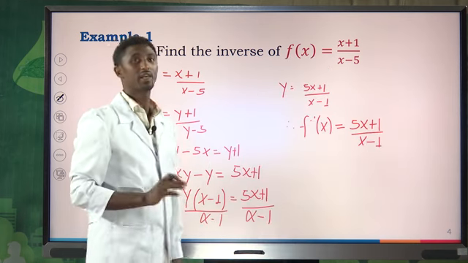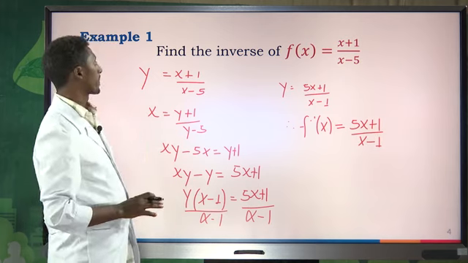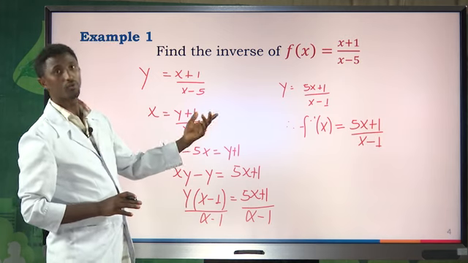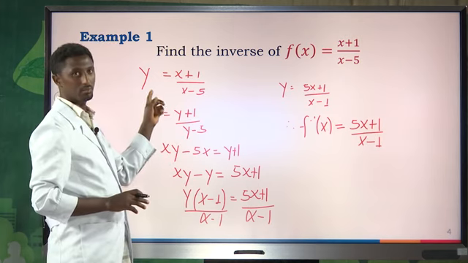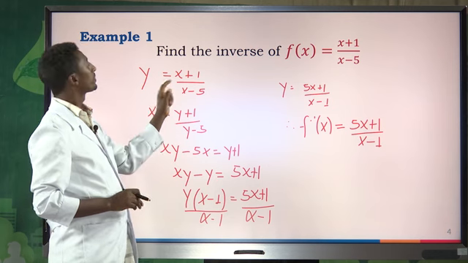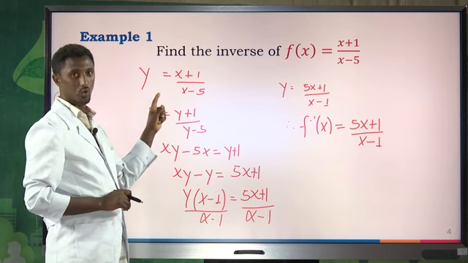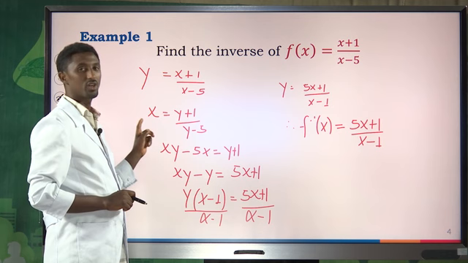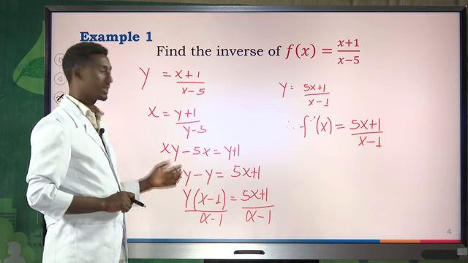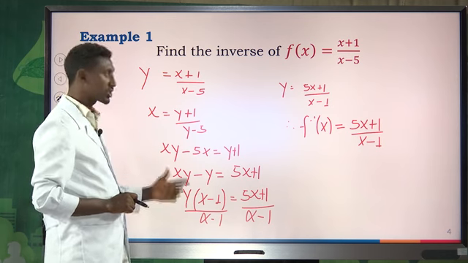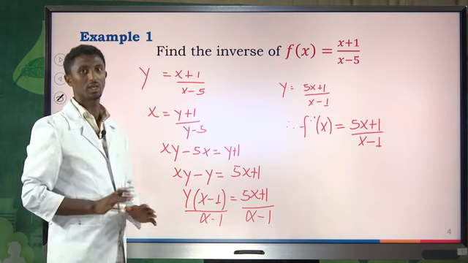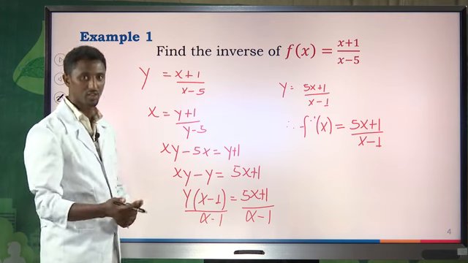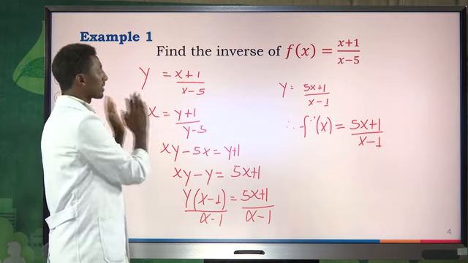So in general, the technique is: in place of f of x, you can write y, that's equivalent. Then after rewriting in this form, we'll interchange the places of x and y. Then, using the same technique, we'll solve for y in terms of x, if it's possible. If it's not, we can write it as it is.